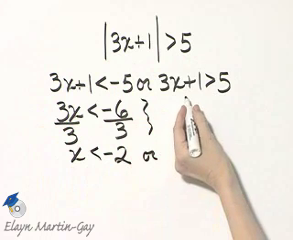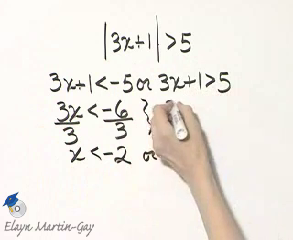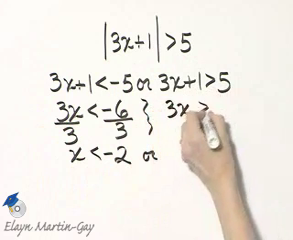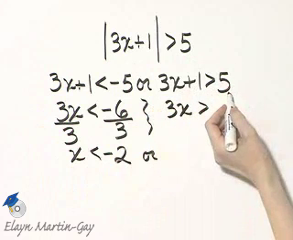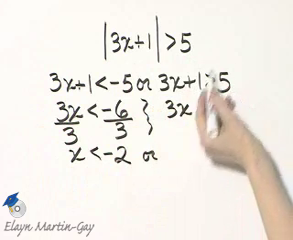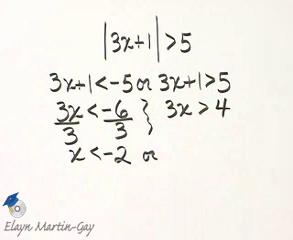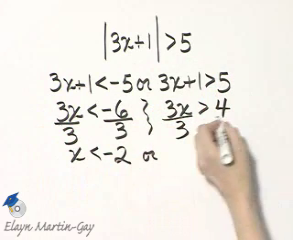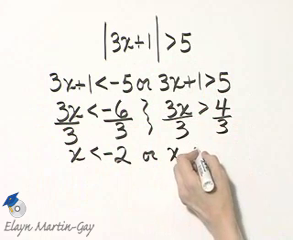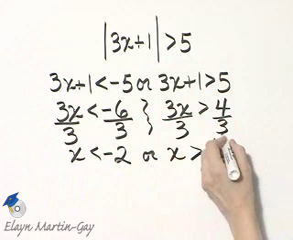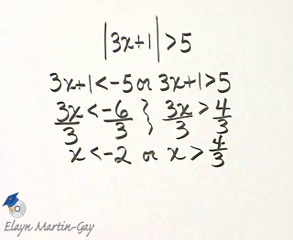Or here I'll subtract 1 from both sides, so I'll have 3x is greater than, if I subtract 1 on the left side, I have 3x. If I subtract 1 on the right side, 5 minus 1 is 4. Divide both sides by the coefficient of x, which is 3. So, or x is greater than 4/3.